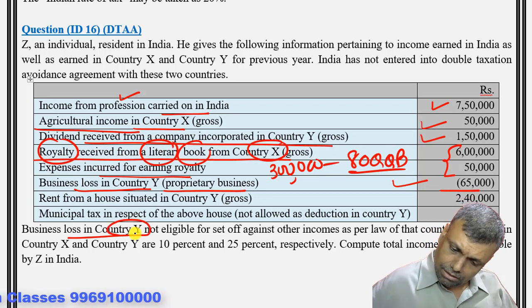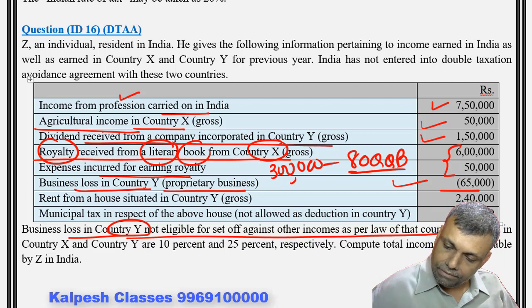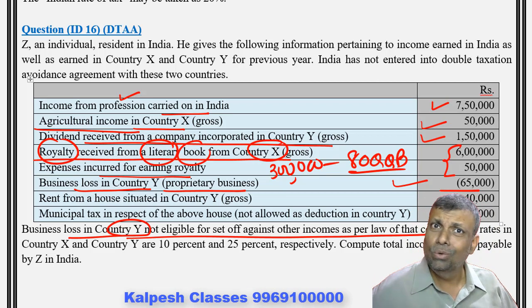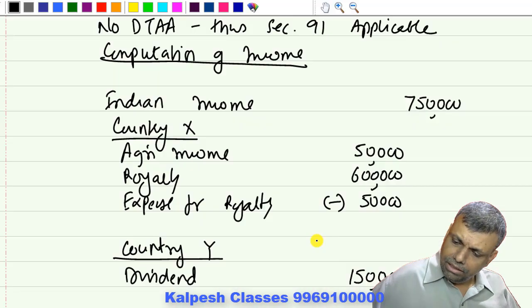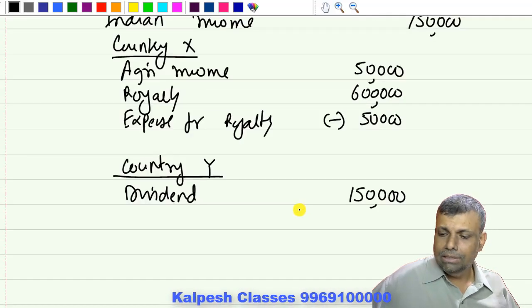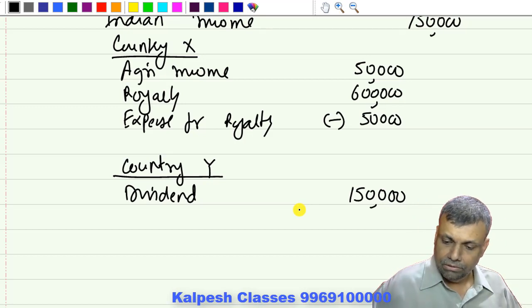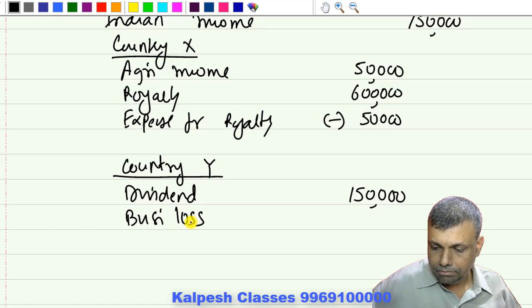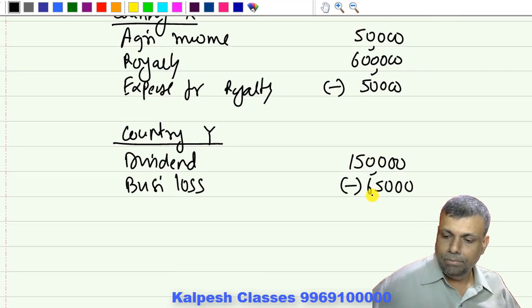However, in country Y, it is already given to us in the question that this particular loss is not eligible for set off as per the law of that country. However, in India, you are going to get it. Right now, what we are doing is an Indian computation, so in the Indian computation, we will give it. It is not allowed as a set off in that country, and that we will handle at the time when we do the foreign rate calculation. So from country Y, we have a business loss, and we do that particular set off.